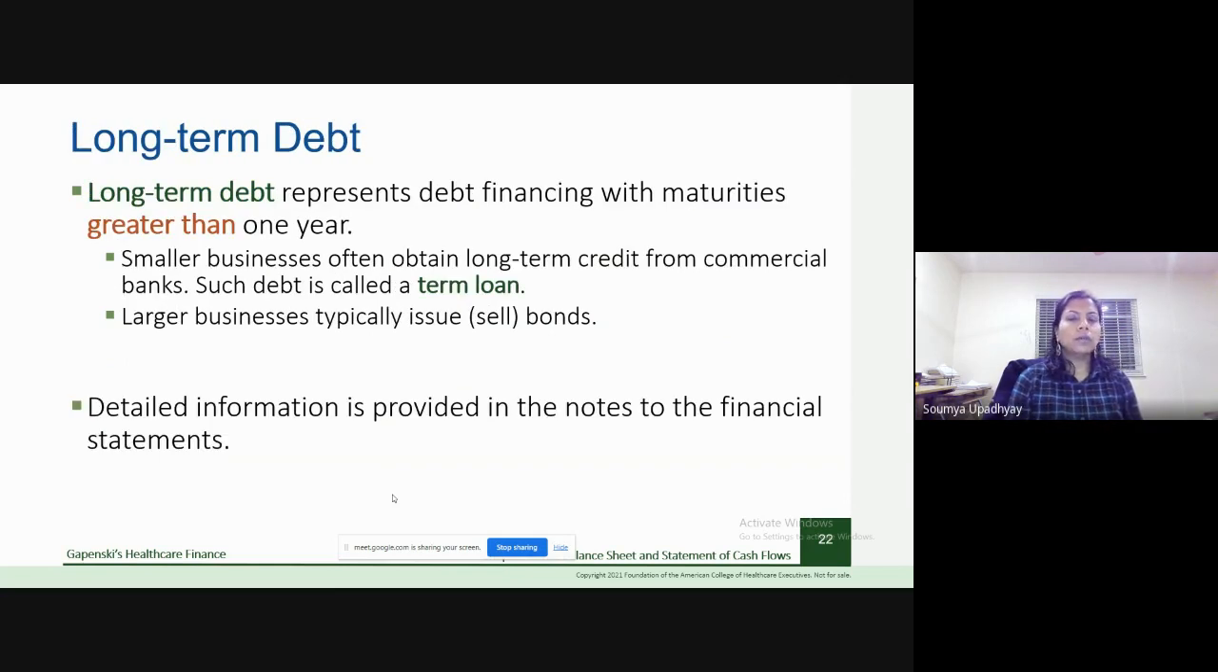Now, long-term debt represents debt financing with maturities that are greater than 1 year. Smaller businesses often obtain long-term credit from commercial banks. Such debt is called a term loan. Large businesses sell bonds. So if it's a maturity that has more than 1 year, it's called a term loan. And if you want to provide more information about the long-term debt, you can go to the notes section of the financial statement and write it there.